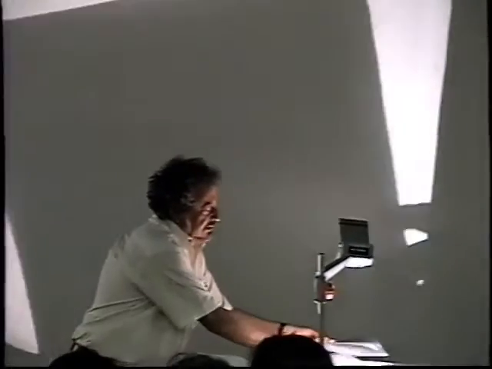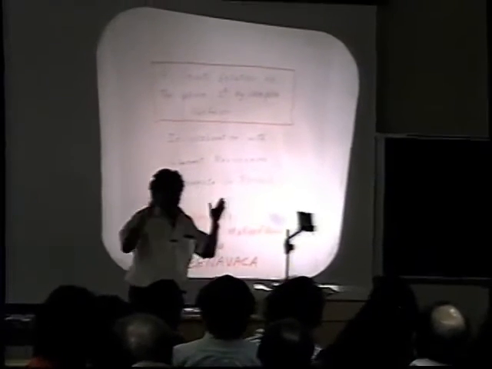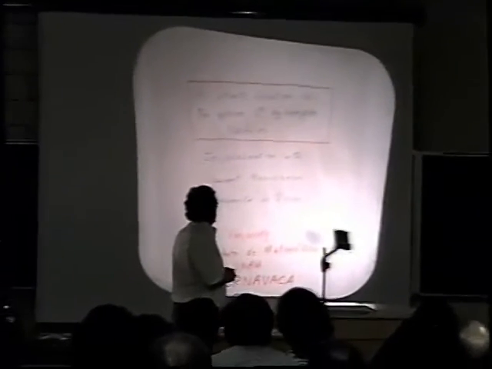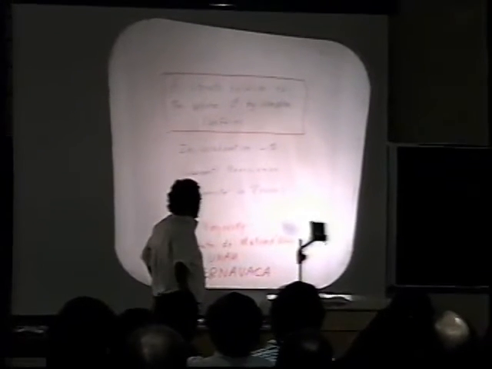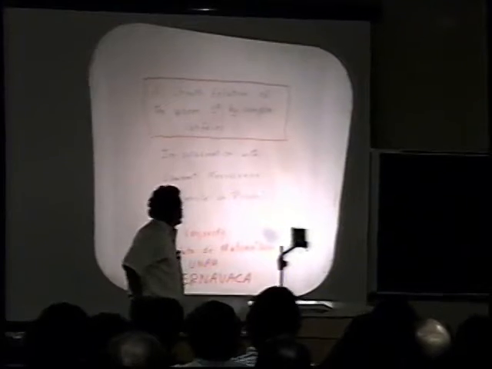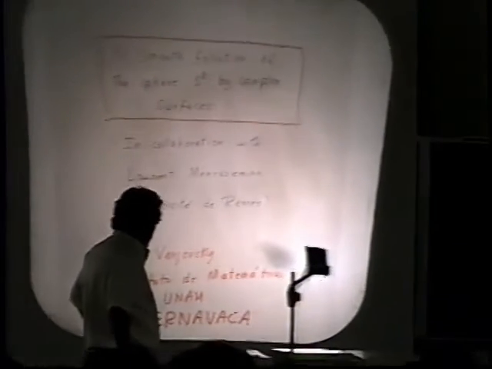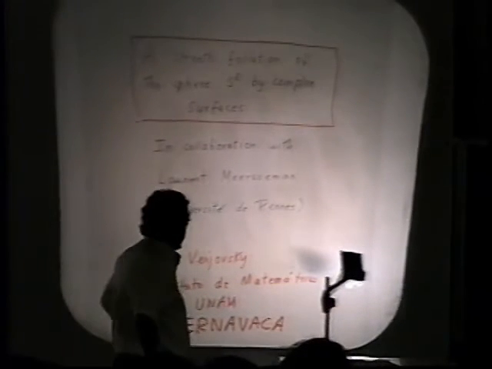This is the precise title of my talk. I mean, all that long title reduces to this: it's the construction of a smooth foliation of dimension 1 in the sphere S5 by complex surfaces. This is joint work in collaboration with Laurent Mercier and Universidad.